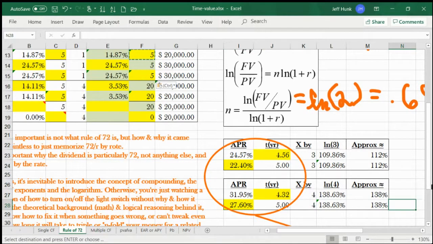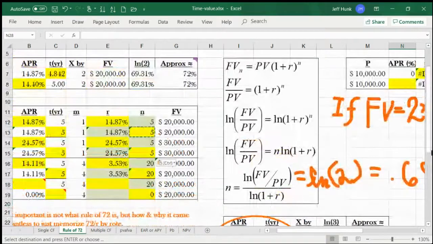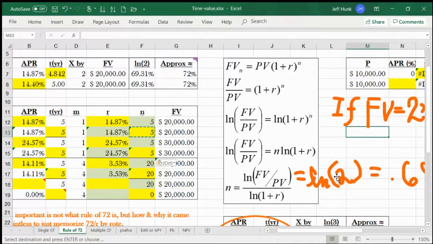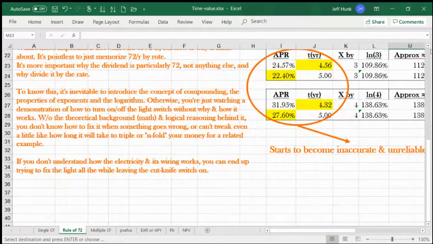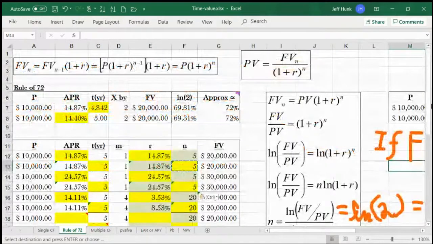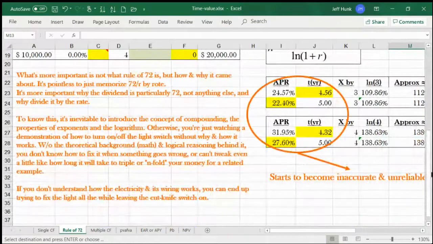So that's why rule of 72 is only a particular case, and it's still an approximation. But they talk about it as if this is some kind of holy grail. That is a stupid thing, really.